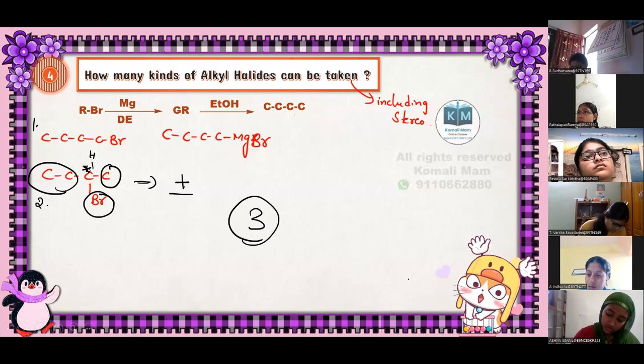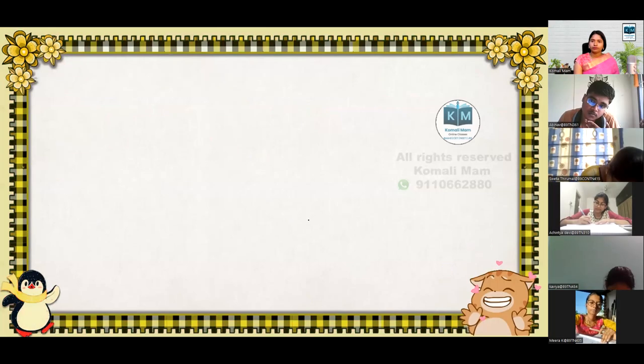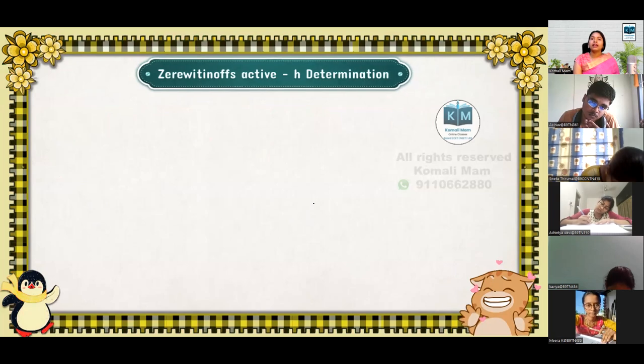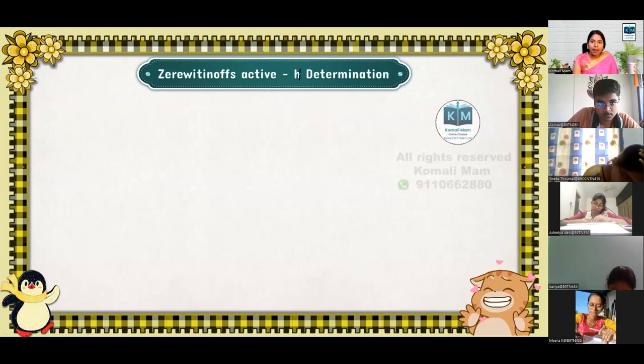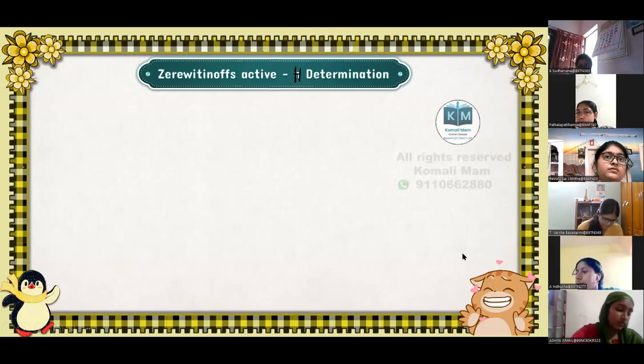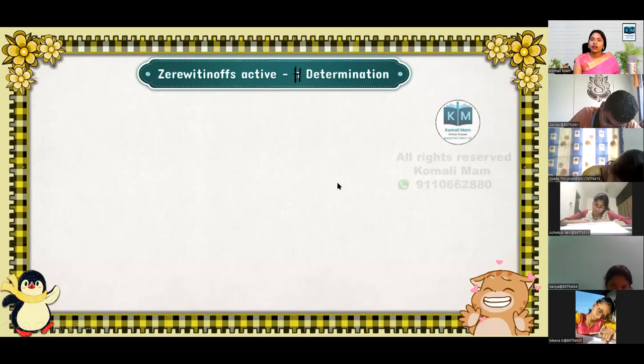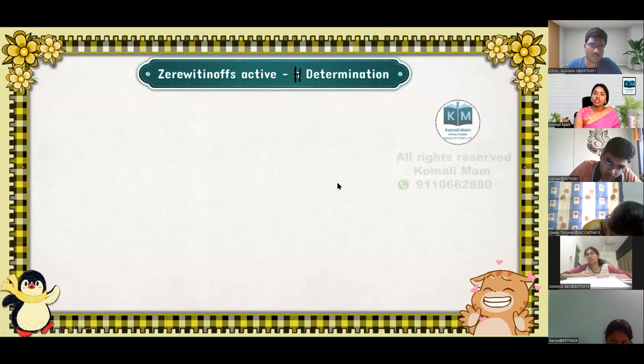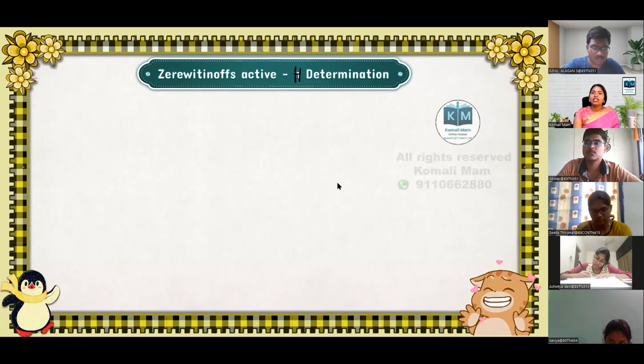Got it? Crystal clear? Very good. Keep the heading: Derivatives. Thank you, Meera. Write Derivatives, active hydrogen determination, with capital H. Derivatives active hydrogen determination.